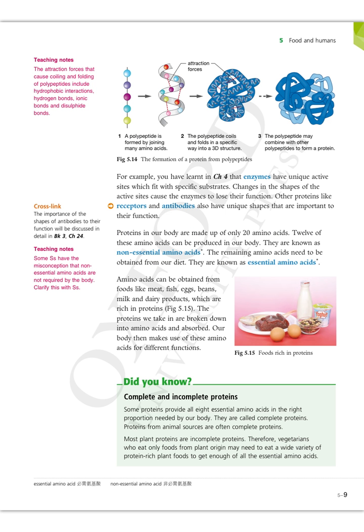There are two major kinds of amino acids: essential amino acids and non-essential amino acids. Essential amino acids cannot be made by the body. They must come from our diet. Non-essential amino acids can be synthesized by the body.